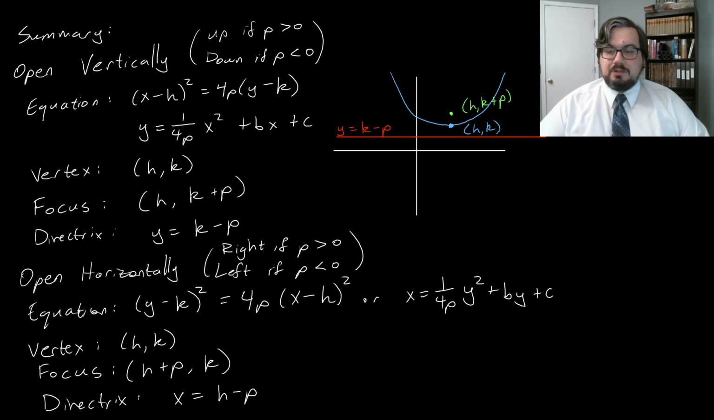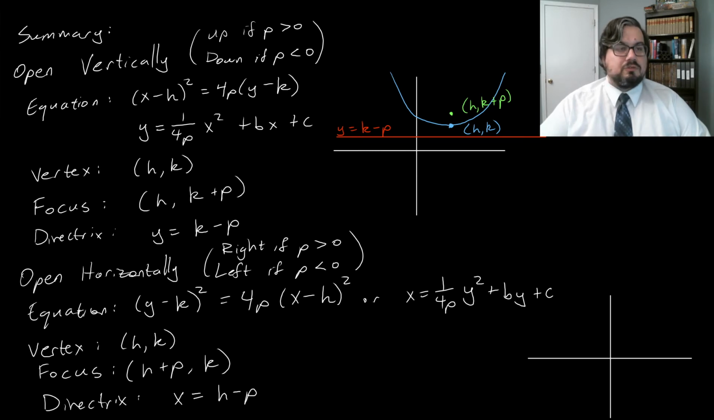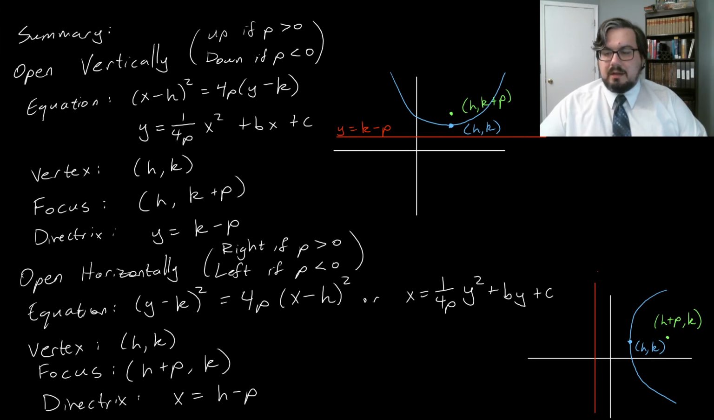So very similar to what's going on in the first case, just horizontally. So in this case, we've got something like this, a parabola here, vertex at the point h comma k, focus at h plus p comma k, and directrix at x equals h minus p.